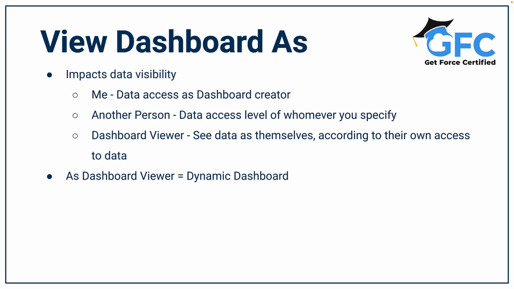So before we finish off, let's just cover what we've seen in the last few minutes. We've talked about viewing the dashboard as, and we know that that impacts data visibility. When it's set as me, you see the same data access as the dashboard creator. When it's set as another person, you see the data access level of whomever you specify, so you need to be careful with that because people may see data that they shouldn't see.